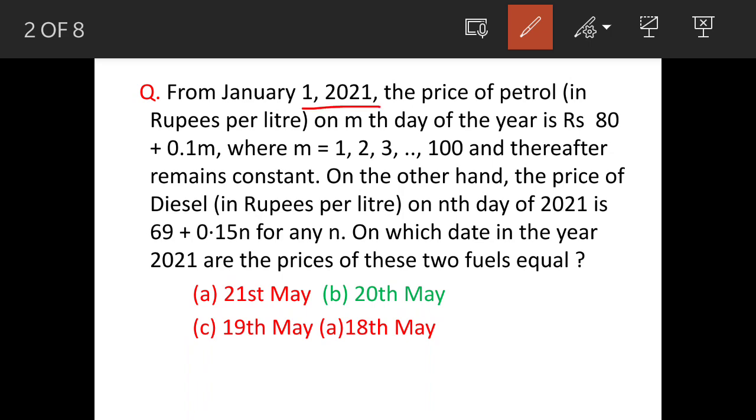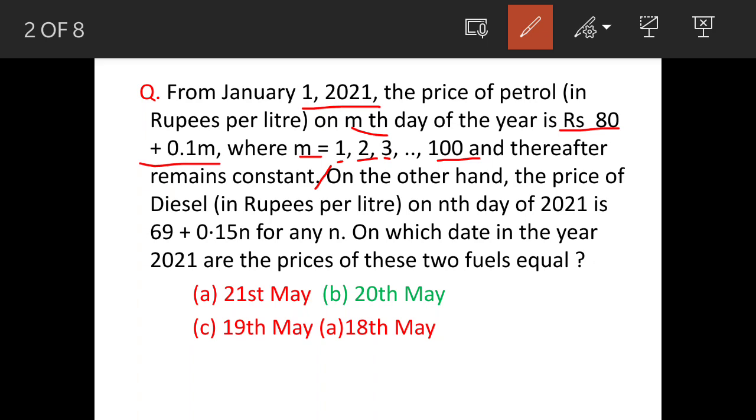From January 1st 2021, the price of petrol in rupees per litre on the mth day of the year is rupees 80 plus 0.1 m, where m is equal to 1 or 2 or 3 up to 100. It can be maximum up to 100. Thereafter, it remains constant. The petrol price will be constant after that.